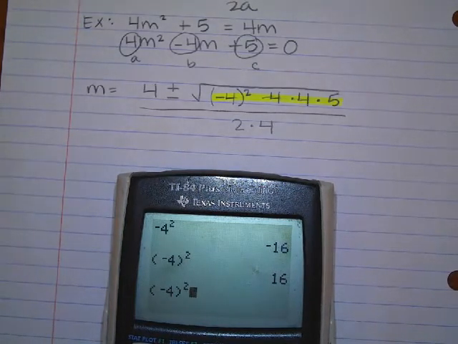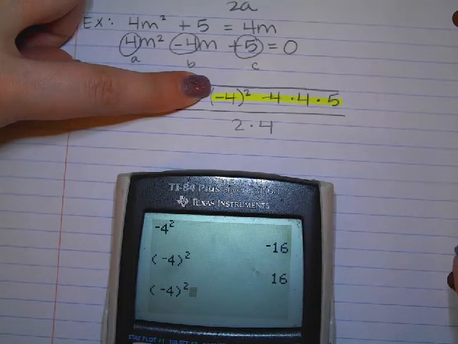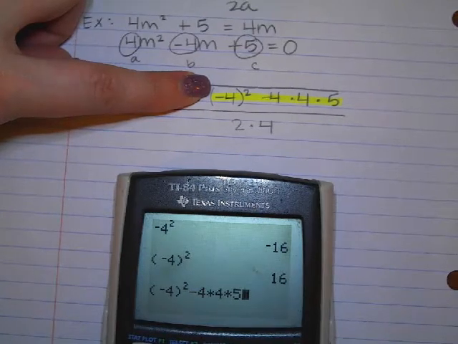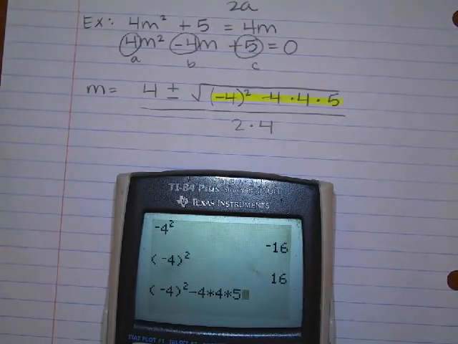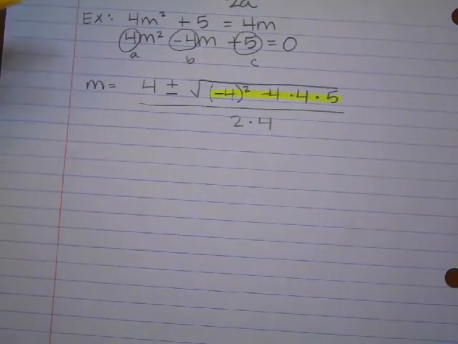Okay, marvelous. All right, so we're typing in the discriminant. We got negative 4 squared. Go ahead and type it. Make sure you're typing it. Minus 4 times A times C, and tell me what you get for your discriminant. Negative 64. All right, so let's write what we have.